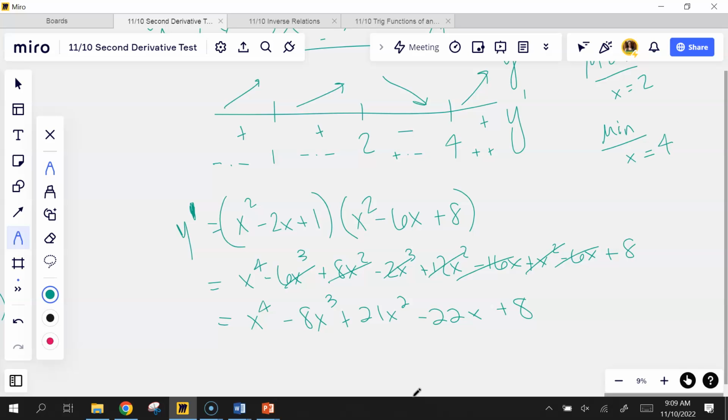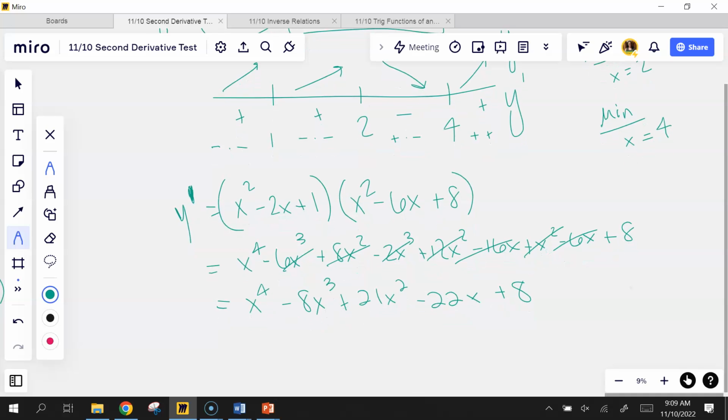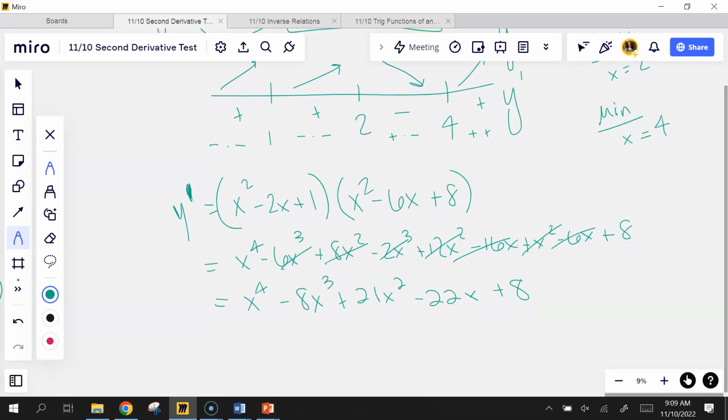I don't want to have made a careless mistake here. But to me, that was easier. It's easier now to find the derivative. Is that what y'all got? So the second derivative is 4x cubed minus 24x squared plus 42x minus 22.